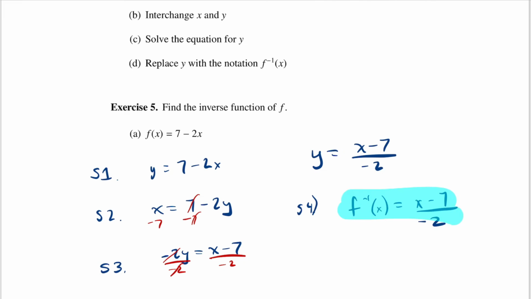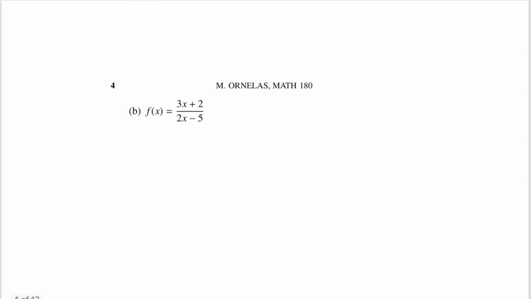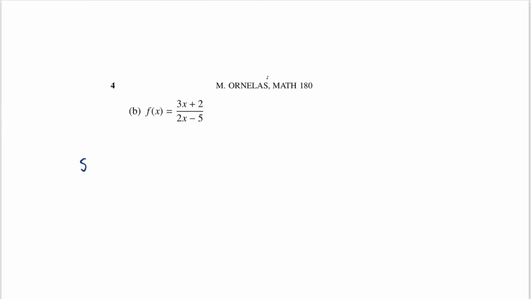So that's a 4-step process. Let's try another example. This one's a little more challenging because there's 2 x's instead of 1 x, but you'll see what we do here. For step 1, we change the f of x to a y. Step 2, we interchange x's and y's.